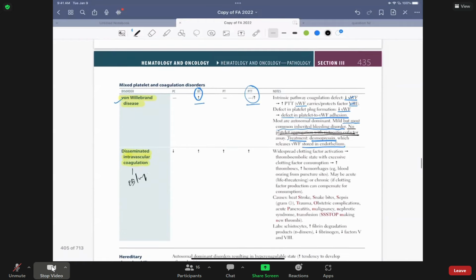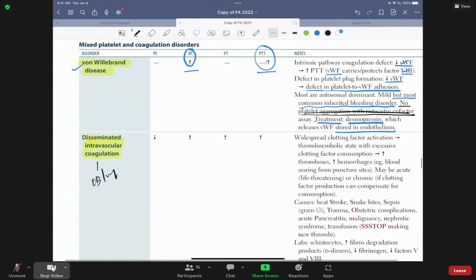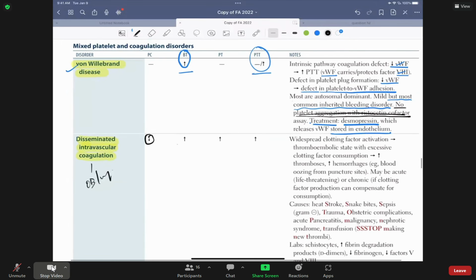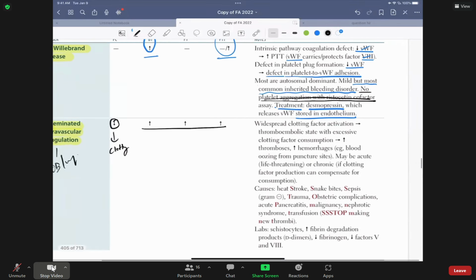Now, if you see the lab values, it's pretty interesting. Platelet count is decreased, everything else is increased. The reason platelet count is decreased is that in clotting, everything is causing clotting. So all the platelets are part of clotting. They are not in the blood circulation, not enough. Is everybody clear, folks?